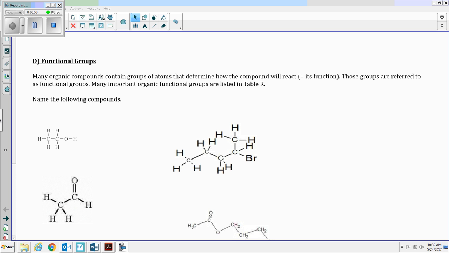They are determining the function, and therefore they are called functional groups. So what we have to be able to do with them is determine their names, or if you have the name, be able to write down the formula. So we're starting here with naming these compounds. We will reuse some of the skills we've already done with the hydrocarbons, but we're also going to use Table R.